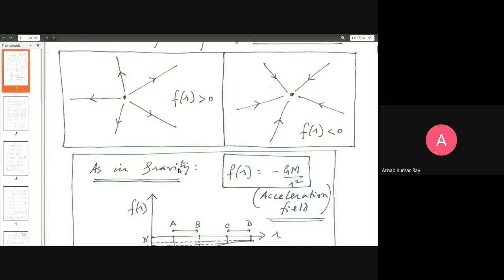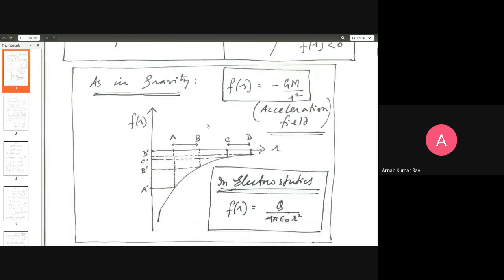Most familiar example, as in gravity: what is the gravitational field? F is equal to minus GM by r squared. It is an acceleration field, actually, because when you multiply this with a mass, mass into acceleration will give you a force. So as in gravity, F is an acceleration field. So that is a central field.